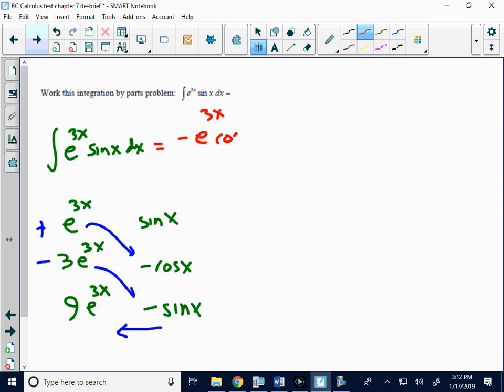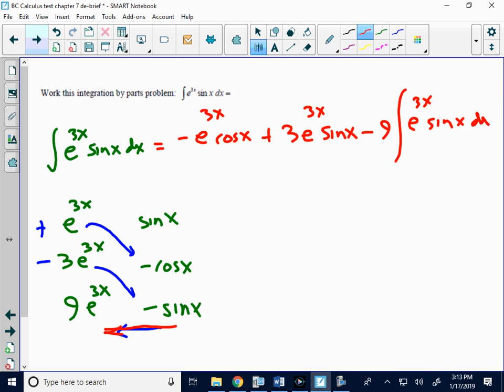So doing all that, I get this original integral is equal to minus e to the 3x cosine of x, and then plus 3e to the 3x sine of x. Remember, we integrate going this way, so it's minus 9 of the original integral, e to the 3x sine x dx. Okay, so we take those 9, add them up to the 1 that's over here. That gives me 10 of the integrals.